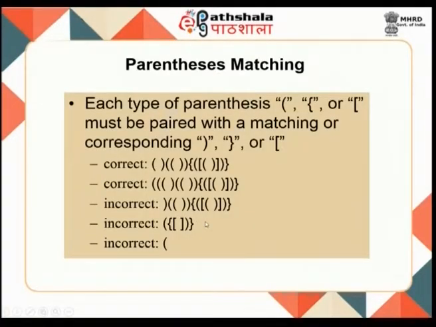And the third one is it should correspond correctly, that is you just cannot have 3 open here and 3 closed there, it should be in the correct order. So, these are the 3 criteria that come for balancing of any symbols for that matter.